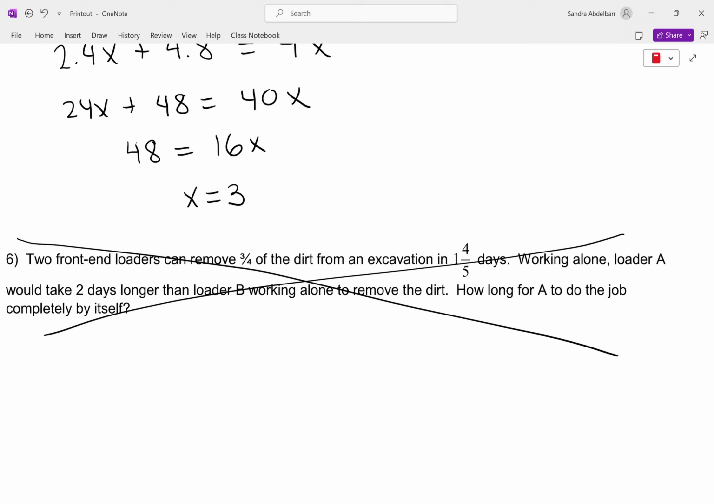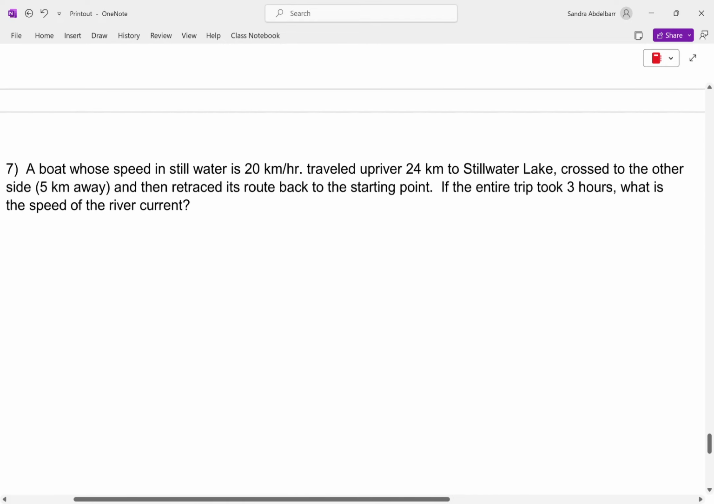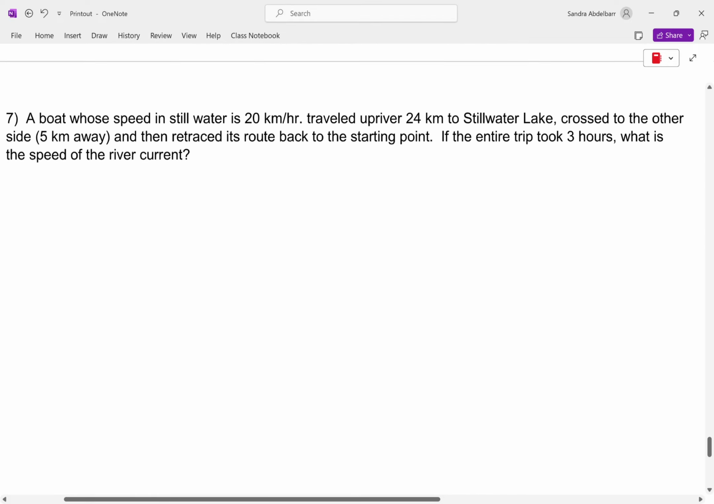You know what, guys? I used to put something like this on, but I'm not even going to confuse you guys. We're going to take that off. You don't need to worry about anything like that. So let's keep going to the last one.